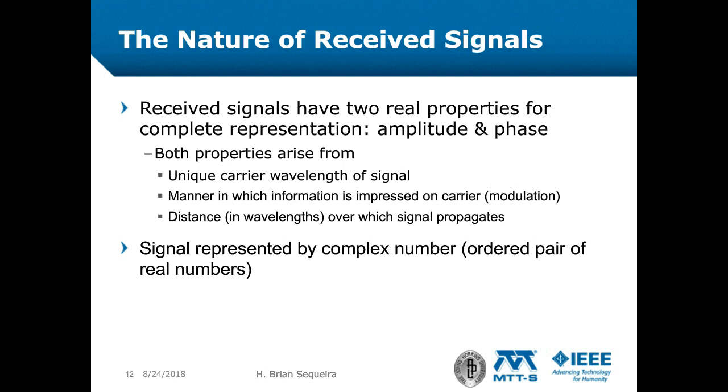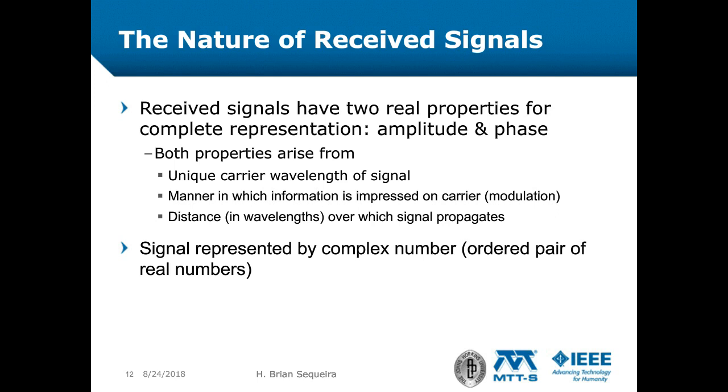phase. The two properties arise from the carrier or center frequency and modulation of the signal and may be conveniently expressed as an ordered pair of real numbers. In other words, a signal in the receiver may be represented by a single complex number composed of two real numbers that are commonly referred to as real and imaginary pairs.